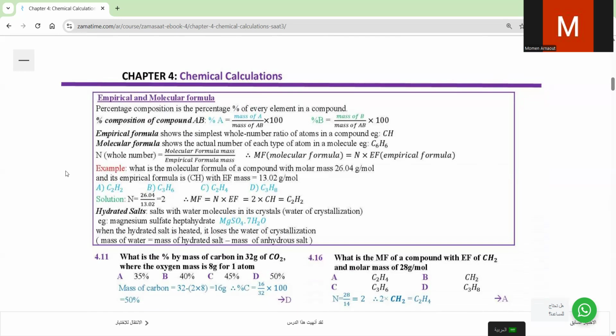Let's move to the next part, talking about empirical and molecular formula. How can you calculate empirical formula and how can you calculate molecular formula? There are steps for that. And let's remember the steps together.